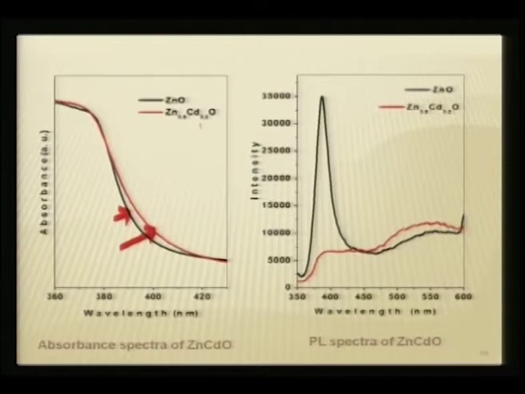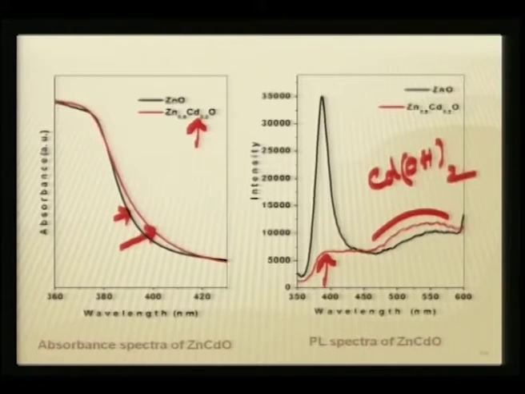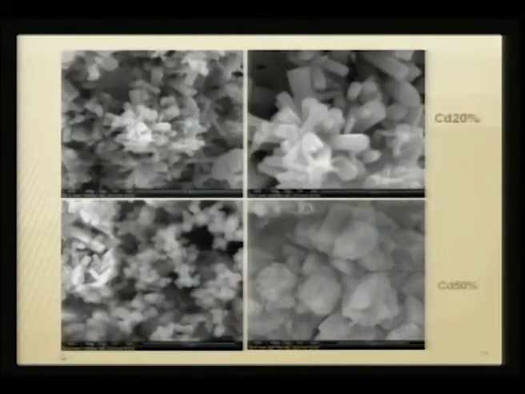Nevertheless, this is not more pronounced because even with 20% you are not able to push it significantly, and the PL of this cadmium alloyed powder seems to have the same effect as that of magnesium oxide, where the band to band emission is almost killed and surface defect induced emission seems to predominate. This could happen mainly because of the cadmium hydroxide coating that may be present.